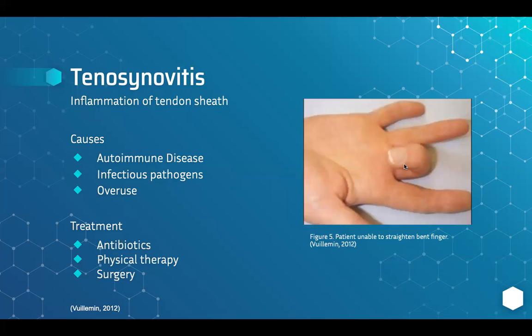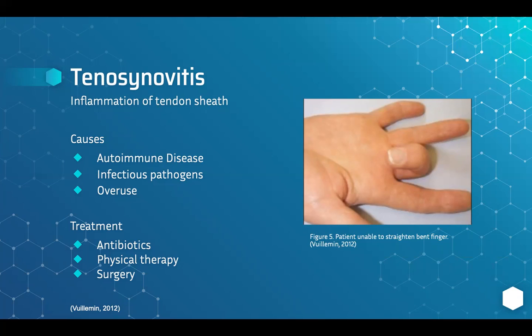And tenosynovitis can have some different causes. So one of them is autoimmune disorders. Multiple studies have shown that there's a strong link between rheumatoid arthritis and tenosynovitis because rheumatoid arthritis actually preferentially affects synovial linings. Infectious pathogens can also cause tenosynovitis through proliferation within the tendon sheath. And these pathogens include Staph aureus and MRSA.